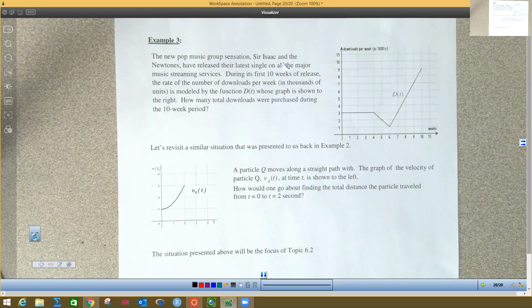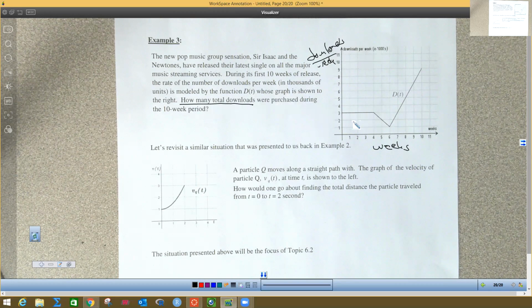The new pop music sensation, Sir Isaac Newton and the Newtones, have released the latest single on all their major streaming services. During its first 10 weeks of release, so we're talking 0 to 10 here, these are weeks, the rate of the number downloaded per week in thousands of units is modeled by D of T. So this is downloads per week. And we want to know how many total downloads were purchased.